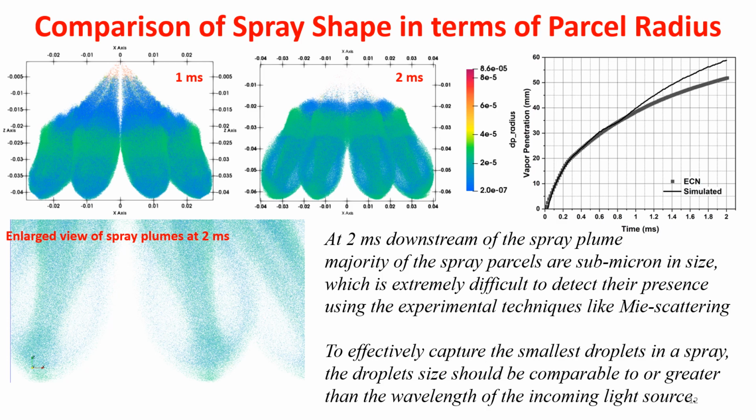In experimental techniques, in order to effectively capture the smallest droplets in sprays, the droplet size should be comparable to or greater than the wavelength of the incoming light source. So it is highly unlikely to capture droplet sizes at the 2 micron level using the experimental techniques. Such an observation, where the droplet size is below 2 micron, is not reported in the literature prior to this work.